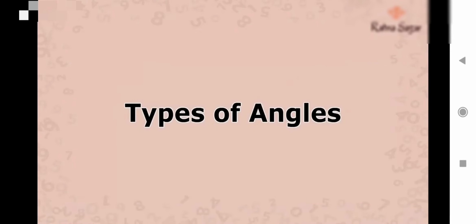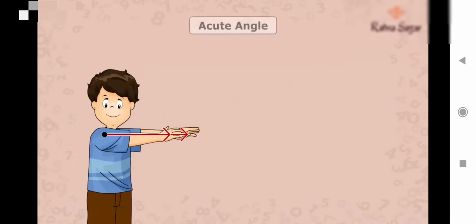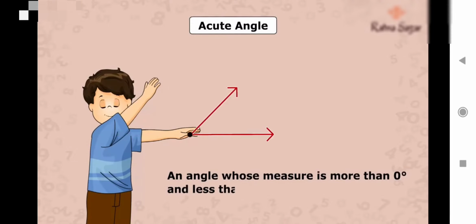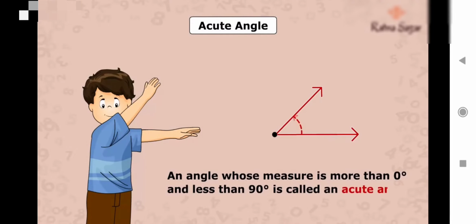Types of angles. Acute angle. An angle whose measure is more than 0 degrees and less than 90 degrees is called an acute angle.